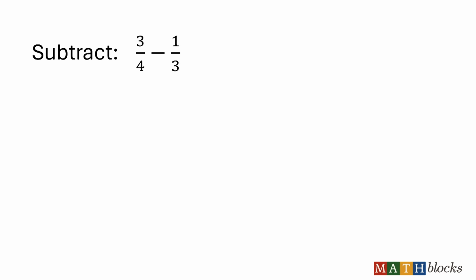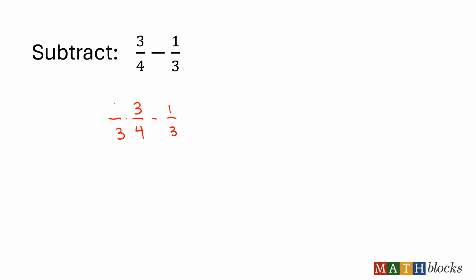And subtraction works the same way. Here we have 3/4 minus 1/3. So before we can do the subtraction, we need to get a common denominator. We have 3/4 minus 1/3. And if we multiply the 3 and the 4 together, we'll get 12, right? So 12 is going to be our common denominator.